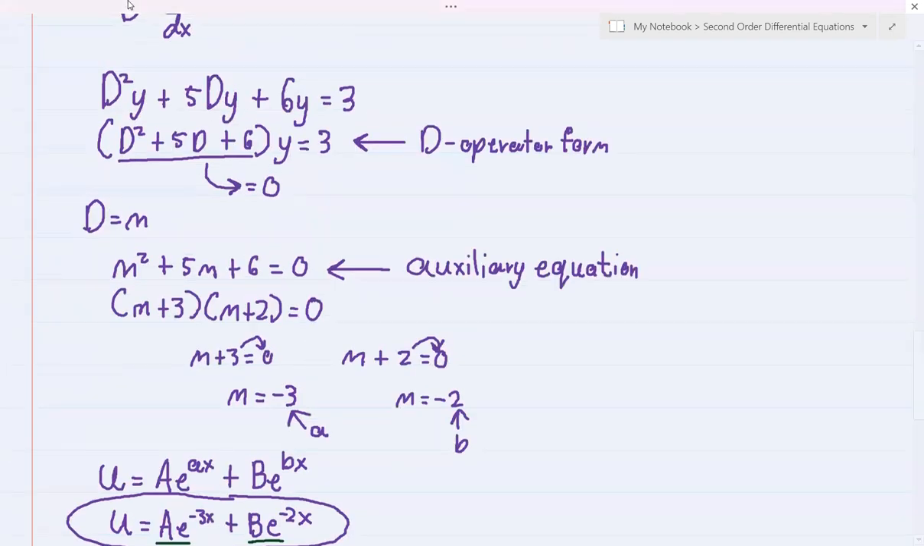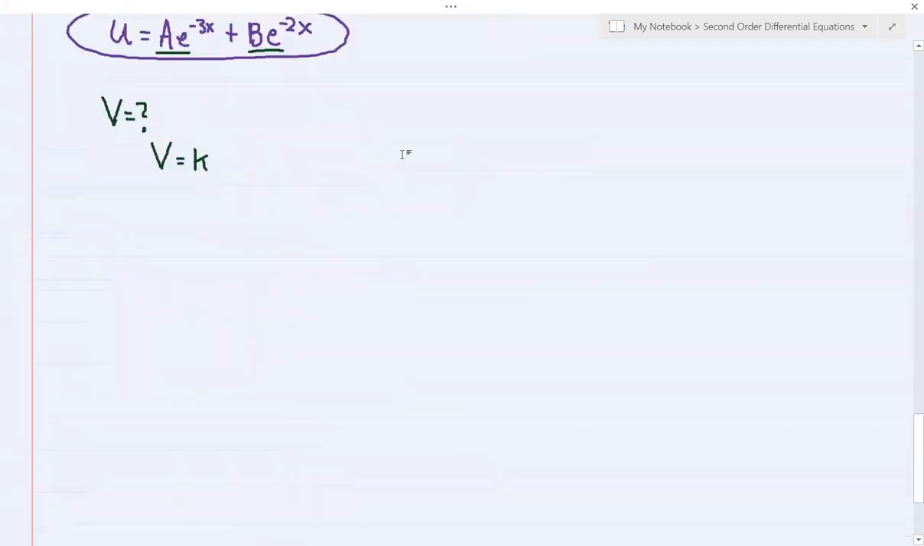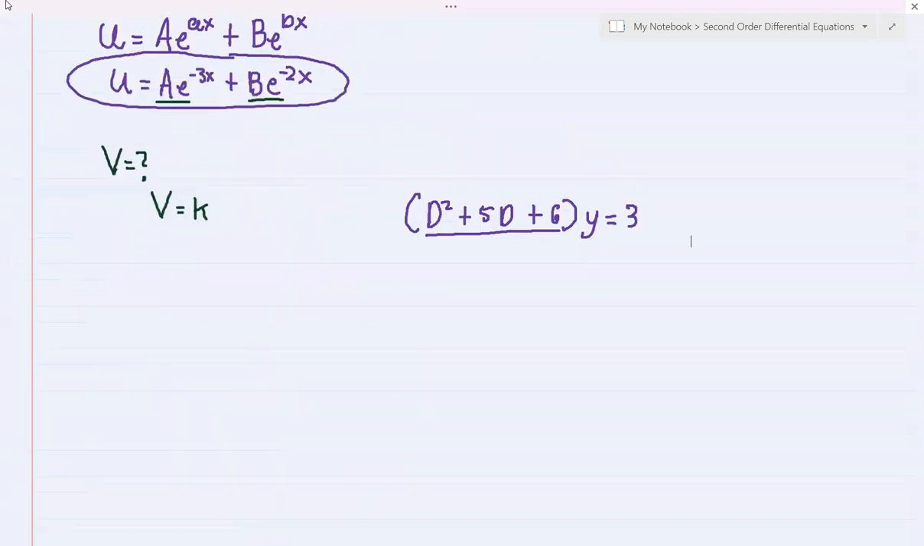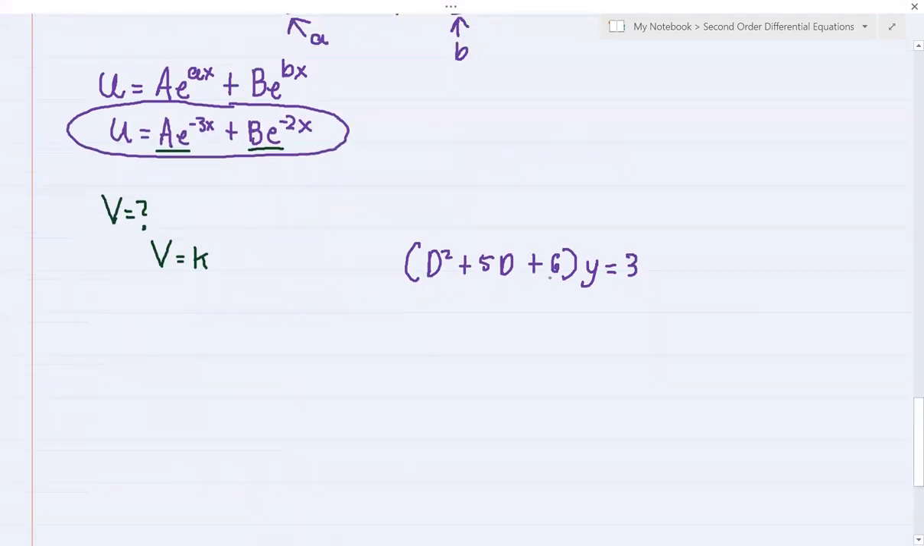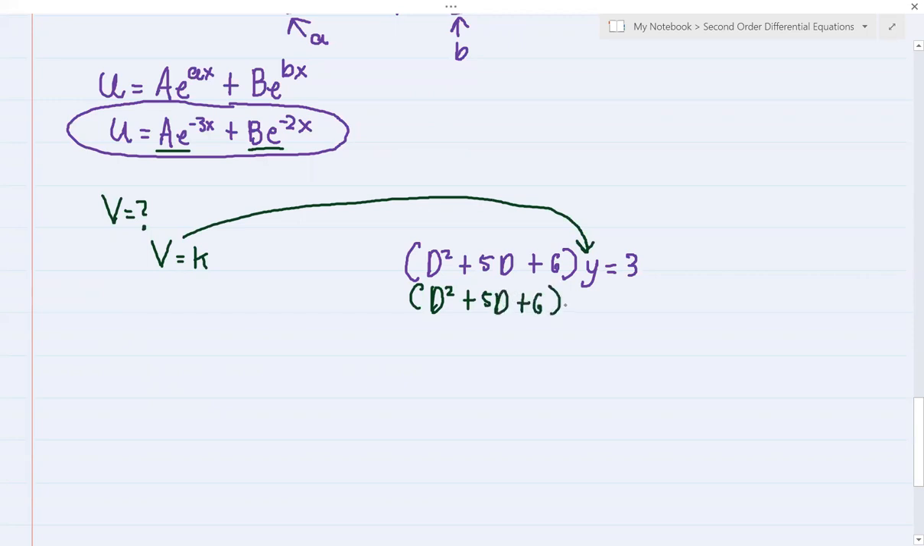So first, copy your D operator form. Okay, copy this one. Okay, so we have this. Now that you have your D operator form, which is D squared plus 5D plus 6 times Y is equal to 3, right? What you're going to do is substitute your V as your Y. So we will have D squared plus 5D plus 6 times your V is equal to 3.